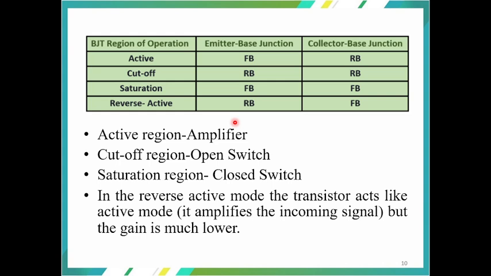So the BJT regions of operation we saw in the previous slide are active, cutoff, saturation, and reverse active. In active mode, the emitter base junction is forward biased and the collector base junction is reverse biased. In cutoff mode, the emitter base junction and collector base junction are both reverse biased. In saturation, both should be forward biased, whereas in reverse active mode, the emitter base junction should be reverse biased and the collector base junction should be forward biased.